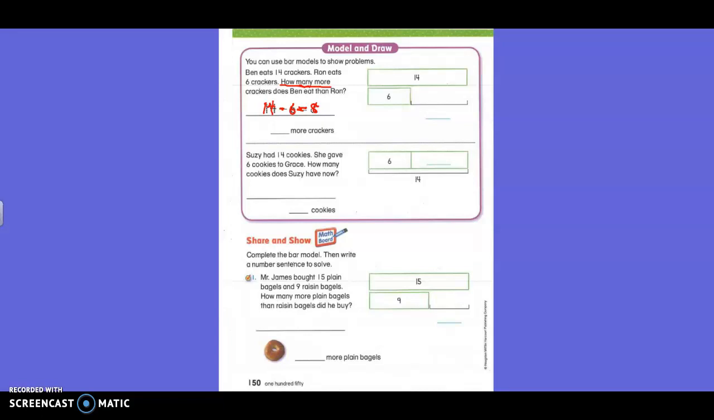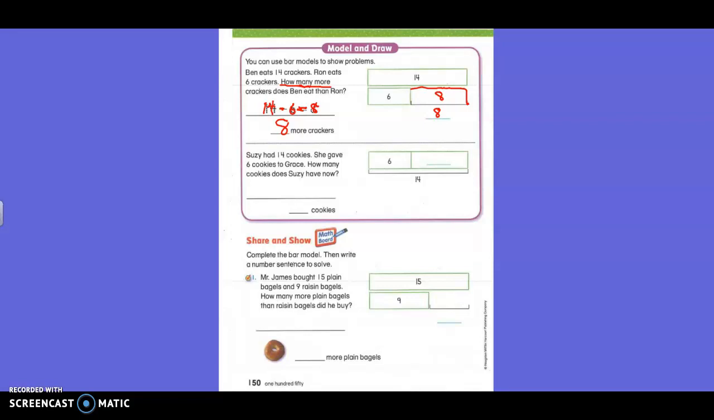Does that make sense? Okay, and now you have a 6 right below it, but they want you to make this other bar, and what number would go inside it to equal 14, to be the same size as that 14 bar? What number would we put in there, Lene? 8. Okay, so we would put 8 down here on the line too, right? Yes. And then how many more crackers did he have? Everybody? 8. Okay, let's do another problem.